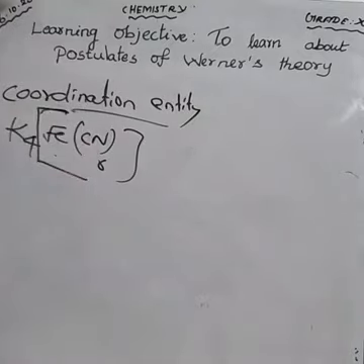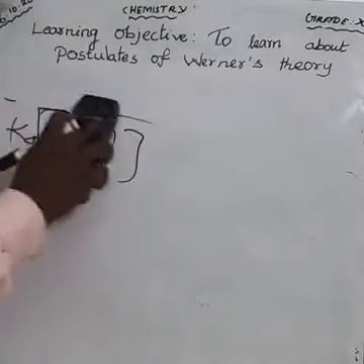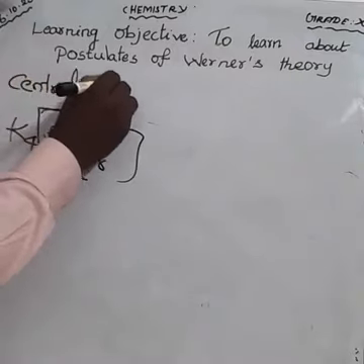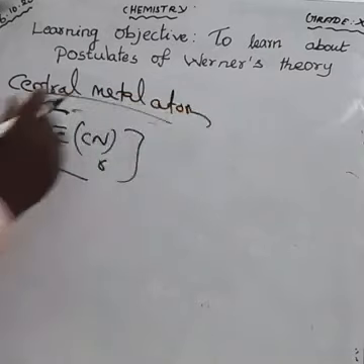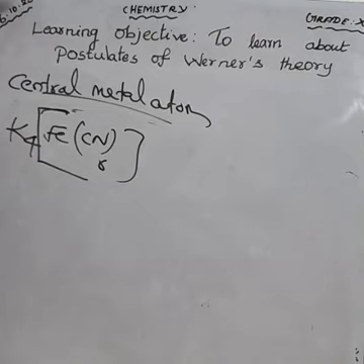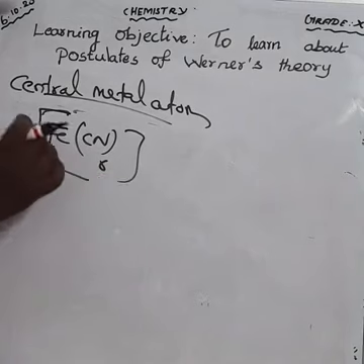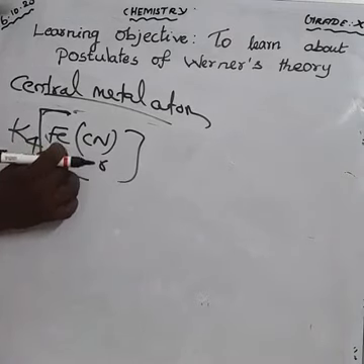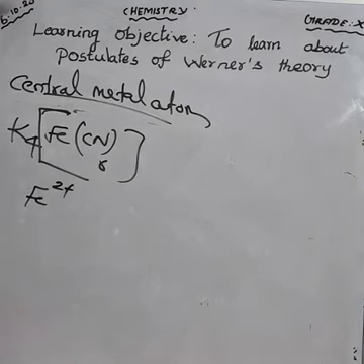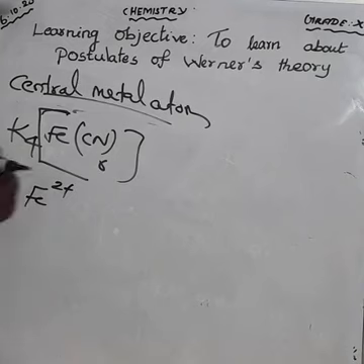Okay. Central metal atom. The Fe is the central metal ion. Don't write just Fe, write Fe2+. Which one is the coordination entity? This is the coordination entity. And which one is the central metal atom? Fe is the central metal atom. The central metal ion can be written as Fe2+. Okay. How we get 2+, I will tell you in the charge calculation. First, try to understand which one is the central metal atom or central metal ion. The central metal ion is Fe2+.